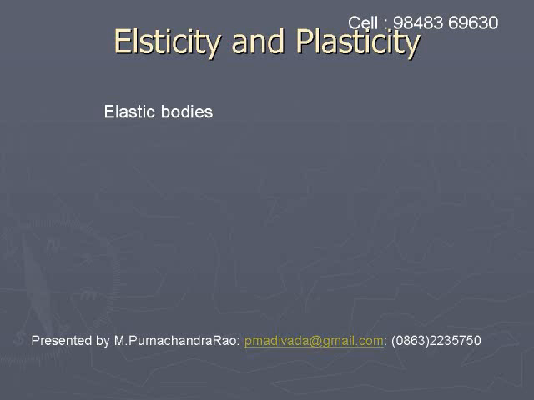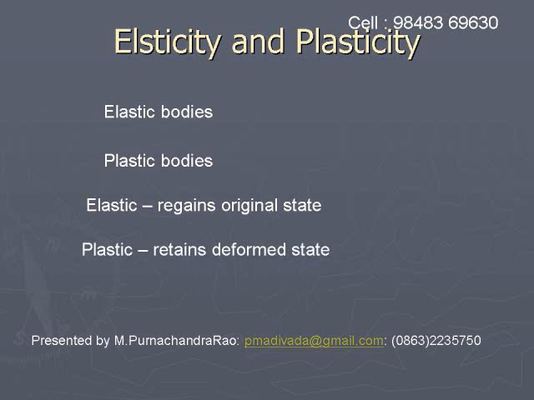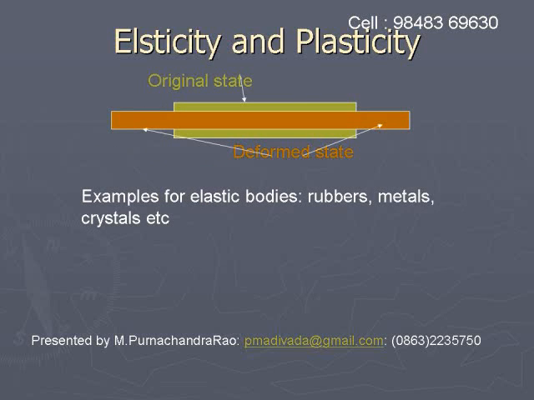Depending on elasticity, we classify the substances into two categories: elastic bodies and plastic bodies. A body is said to be elastic, or a substance is called elastic, if it regains its original shape and size on removing the deforming forces. When forces are applied, deformation takes place, and when the deforming forces are removed, if the body regains its original shape and size, then it is called an elastic body. If the deformed state is retained by the body, then it is called a plastic body.